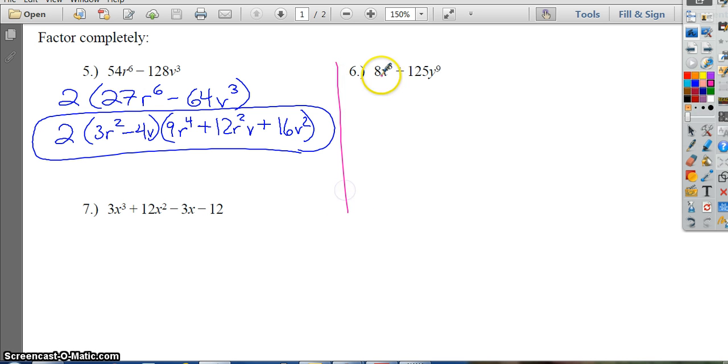Number 6, perfect cube, perfect cube. So I have a binomial times a trinomial, same, opposite, always plus. Cube root of this is 2x. Cube root of this one is 5y to the 3rd.